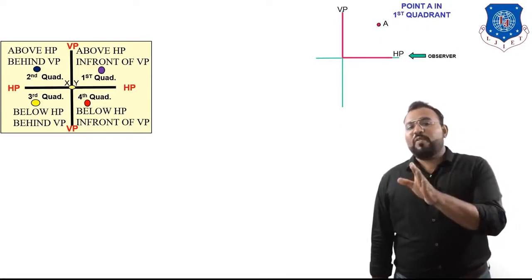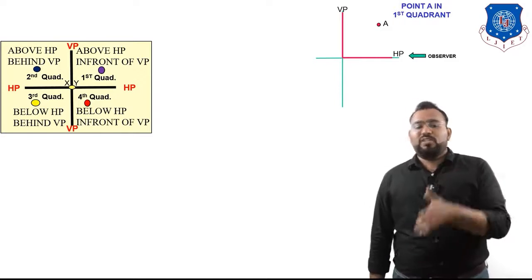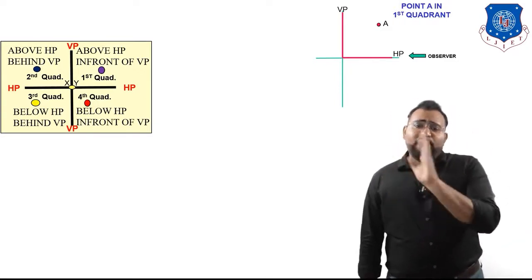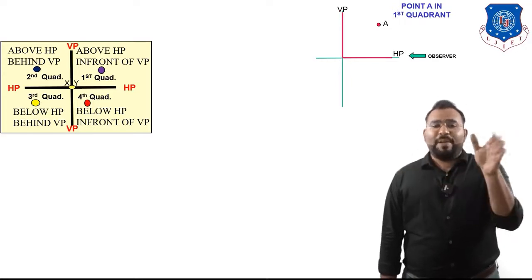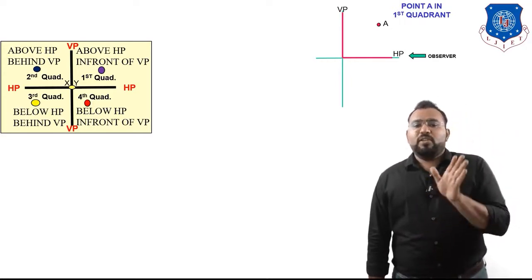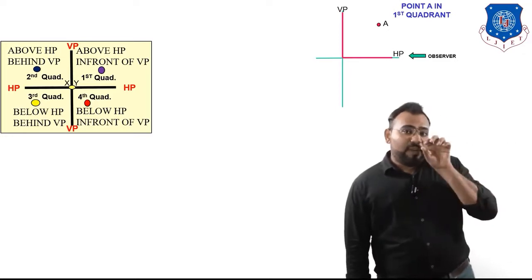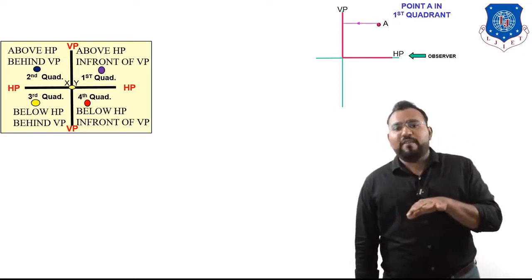So you can see the observer direction. You see the green arrow, it shows the observer's direction. From there you're going to take a projection of point A on VP and on HP. To take the projection on VP you have to look at it from the front side of the observer. So it will look like this.